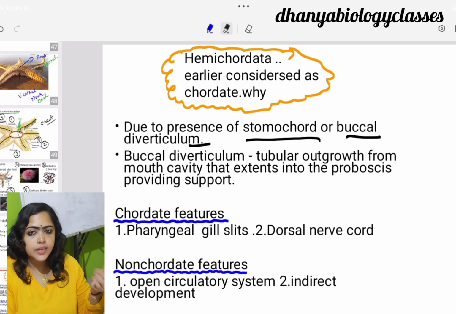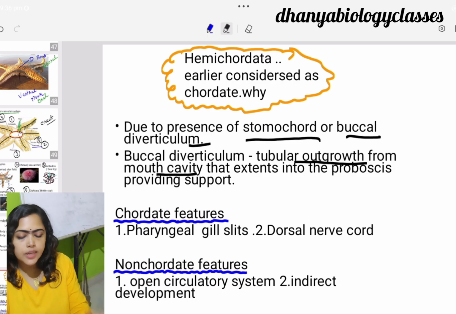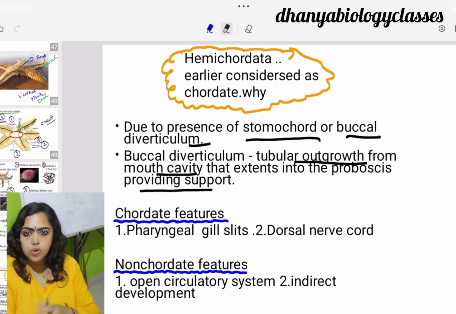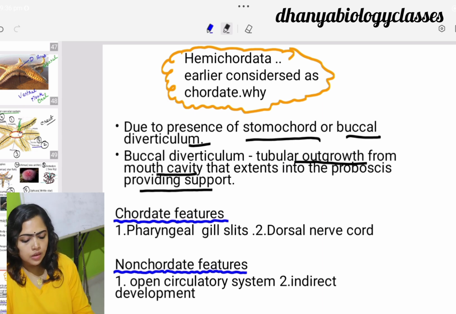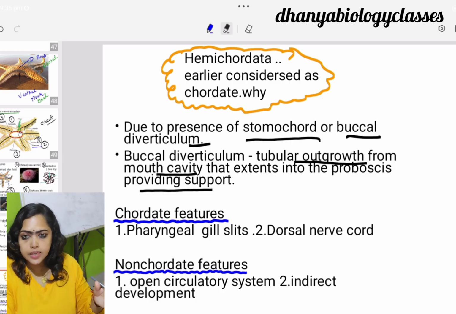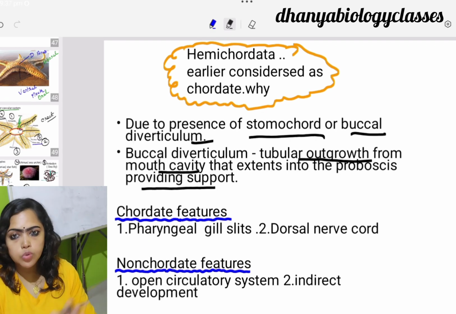But later, the studies revealed that this stomochord is not notochord. Instead, this is a tubular outgrowth from the mouth cavity that extends to the proboscis and provides support to that organism. Okay, and now it is under non-chordates as a separate phylum. And then another thing is, Hemichordata means half chordate, or this can be considered as the connecting link between chordates and non-chordates. What is a connecting link? This is the organism that carries the characters of two different groups.